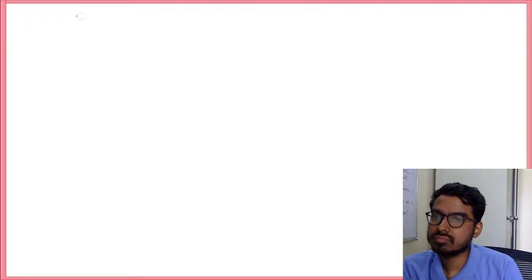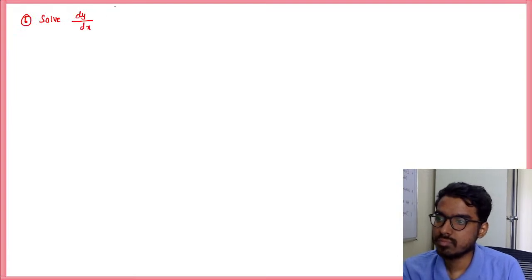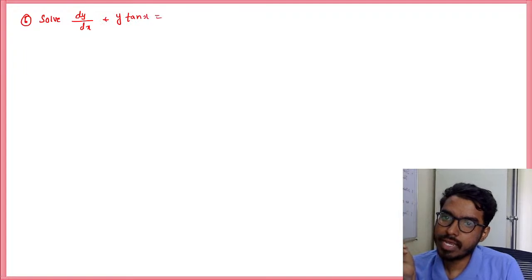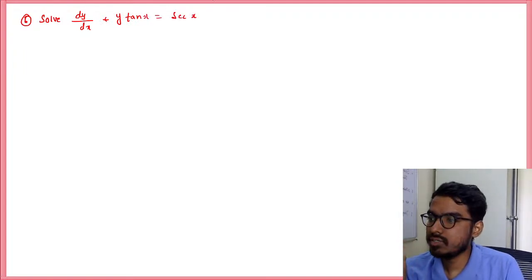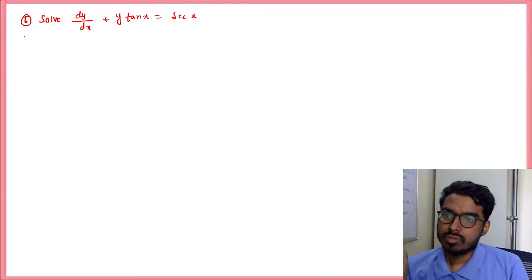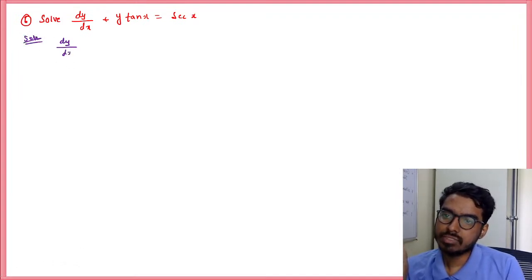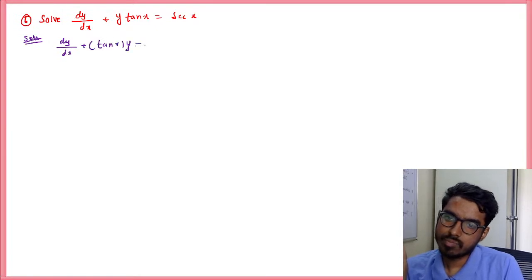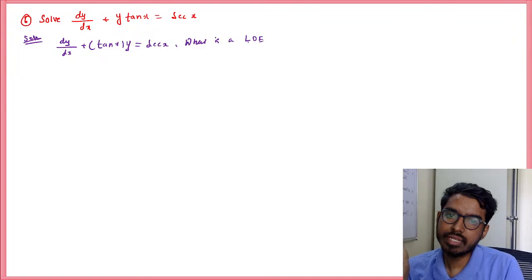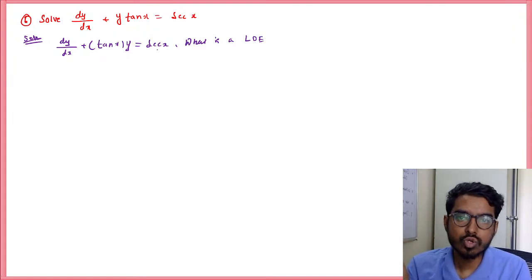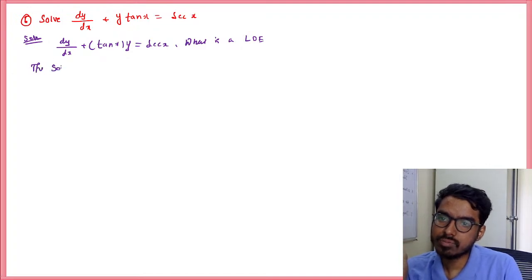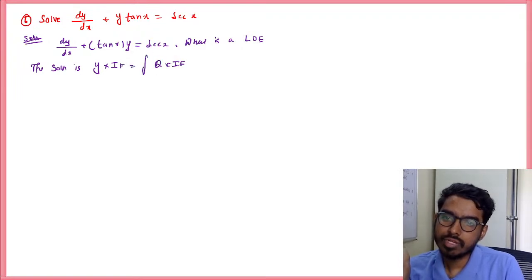dy by dx plus y into tan x equal to secant x, right? So we have dy by dx plus py equal to q, which is a linear differential equation, of the form dy by dx plus py is equal to q, where p and q are functions of x. Solution is given by y into integrating factor is equal to integration of q into integrating factor dx plus c, right?